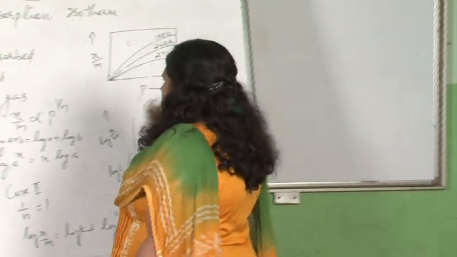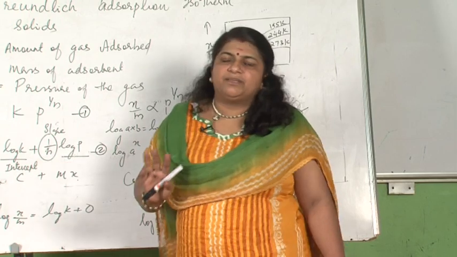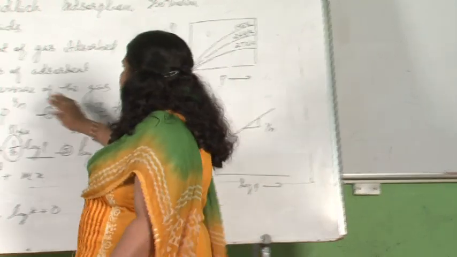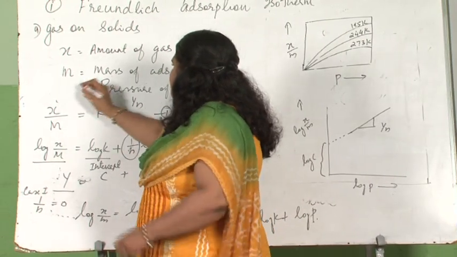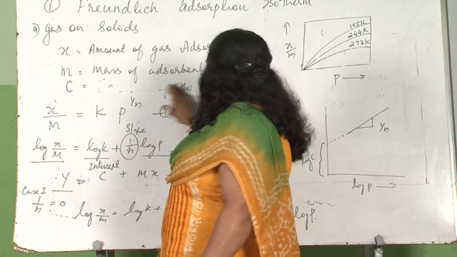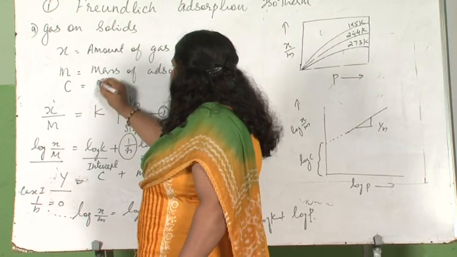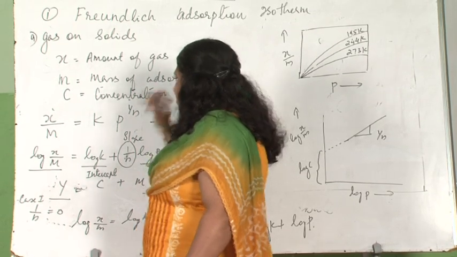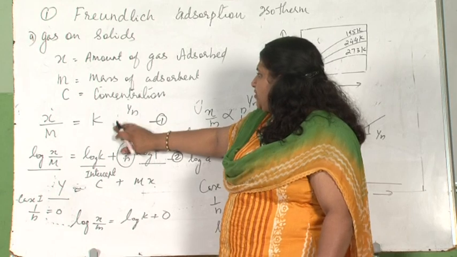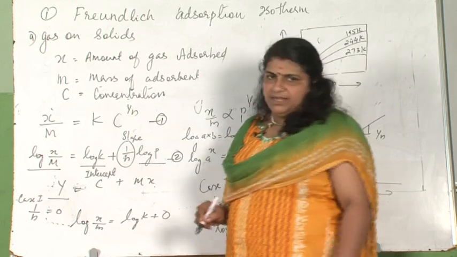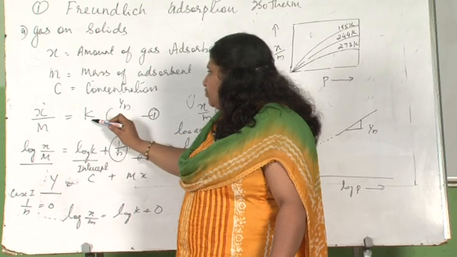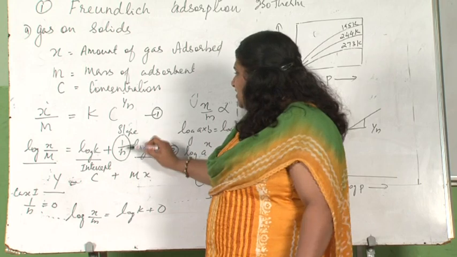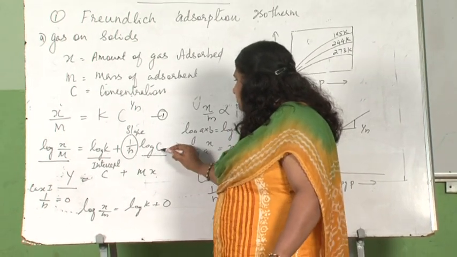Now it is very easy for you to understand adsorption from solutions. Normally, for adsorption from solutions, we do not write the pressure term, we write the concentration term. The pressure term has to be replaced with the concentration. I will write C, that is concentration of the solution. Instead of p, you need to write C raised to 1 by n. So x by m is equal to k into C raised to 1 by n. Log x by m is equal to log k plus 1 by n log C.